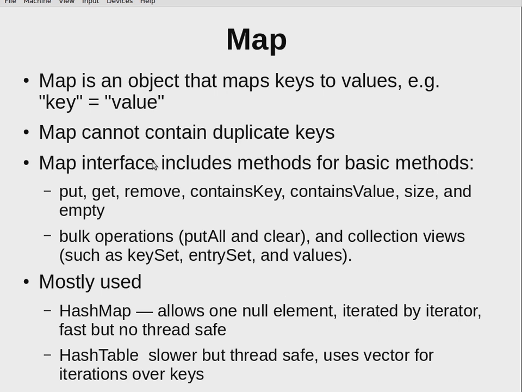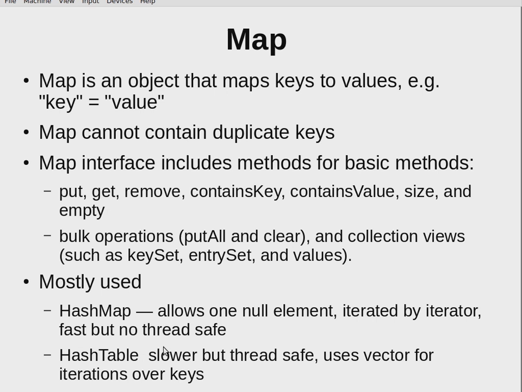So first about map. Map cannot contain duplicate keys, so this value should be unique. This value as a pair could be anything. And it allows you to put a new pair of key and value inside it. You can search for it, you can check whether it exists, and you can add many pairs of keys and values together. And the most used implementation for map is HashMap or Hashtable, which is HashMap but thread safe. So it's slower, it uses synchronized methods.